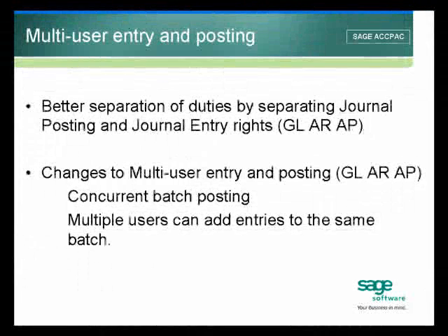There is now better separation of duties when it comes to users entering and posting batches. Users can be assigned the journal posting rights, which will give them the ability to post batches, and users with the journal entry rights will be able to add new entries. Of course, these privileges can be combined. If you have many people adding entries into GL, then you will like the fact that multiple users can add entries into the same batch and multiple users can post many batches at the same instance without issues.